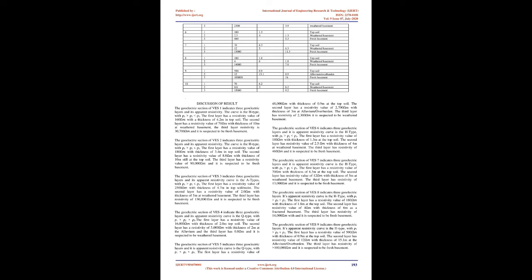The geoelectric section of VES4 indicates 3 geoelectric layers and its apparent resistivity curve is the Q-type, with layers 1, 2, 3. The first layer has a resistivity value of 16,000 Ωm with a thickness of 2.0 m topsoil. The second layer has a resistivity of 3,000 Ωm with a thickness of 2 m at the alluvium, and the third layer has 0.8 Ωm and it is suspected to be weathered basement.